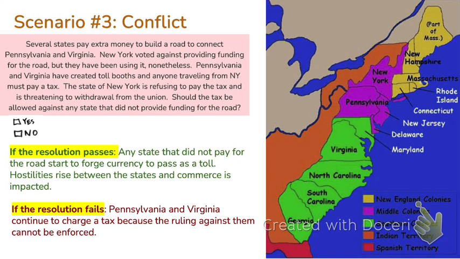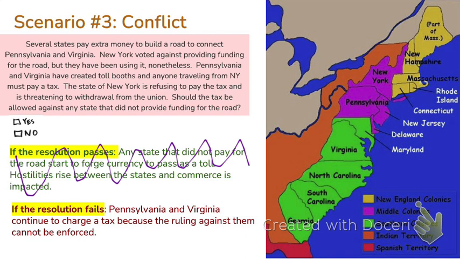All right, Virginia, how do you feel? You built this road. Now everybody's going to use it and you don't get their money. Are you happy about that? Probably not. Where's Pennsylvania? You guys probably not happy, right? So think about this. It's their road. Like, they don't want you to use it, and you are anyway, all right? So Pennsylvania and Virginia, they're still going to charge the tax because ruling against them cannot be enforced. So even though we voted it down, they're still going to charge it.